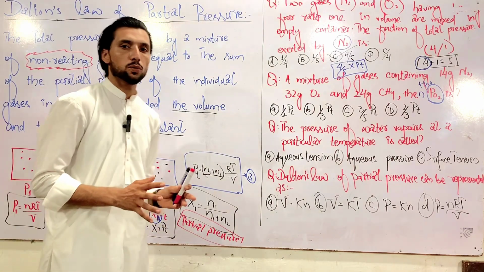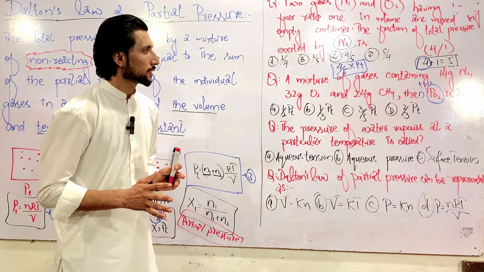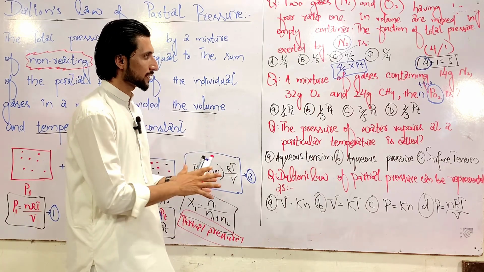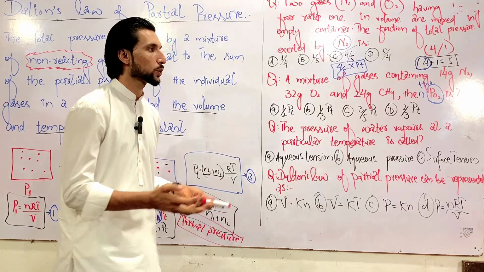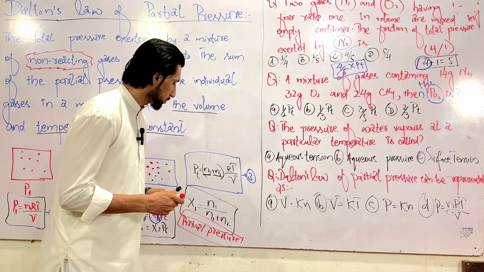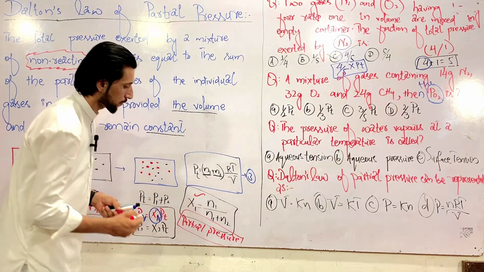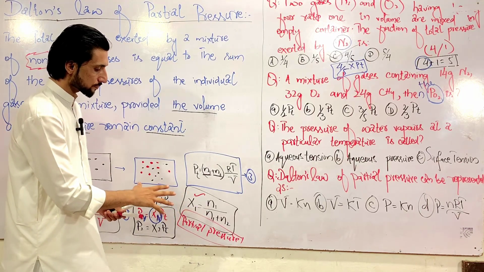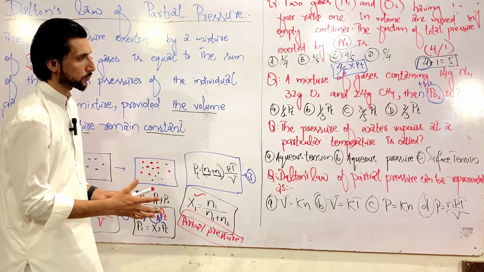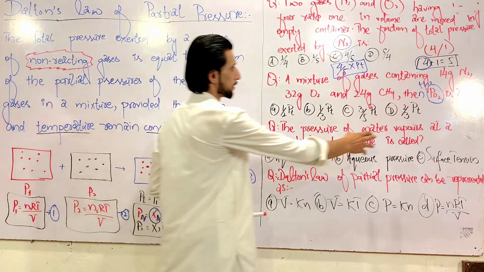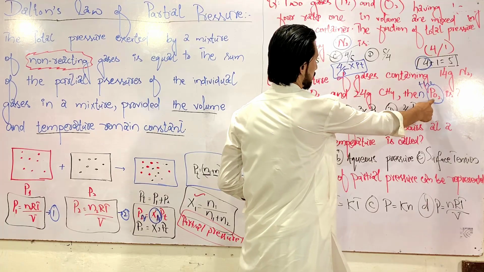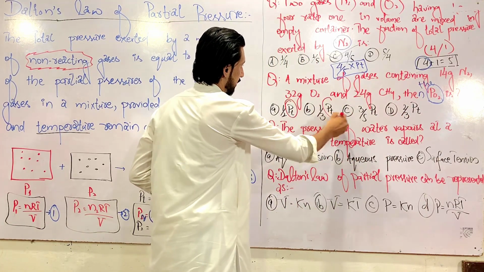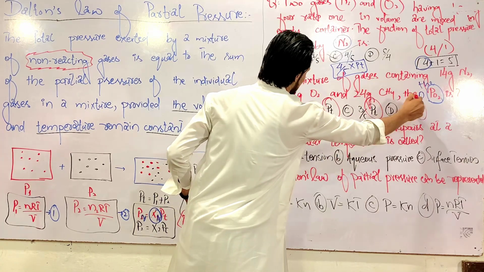Here we will find the number of moles of each substance, because the weight is given and that is very easy. Once we have the number of moles, through this formula we can find the mole fractions. We will find the mole fraction of oxygen and multiply it with the total pressure, which they have given in the form of PT.